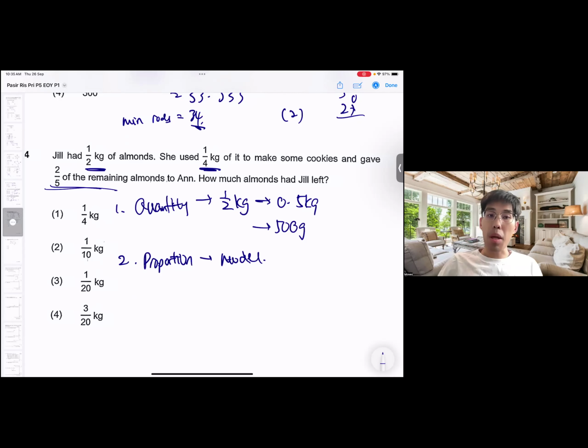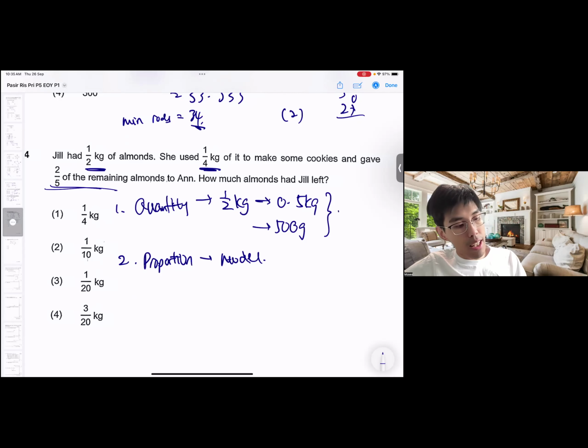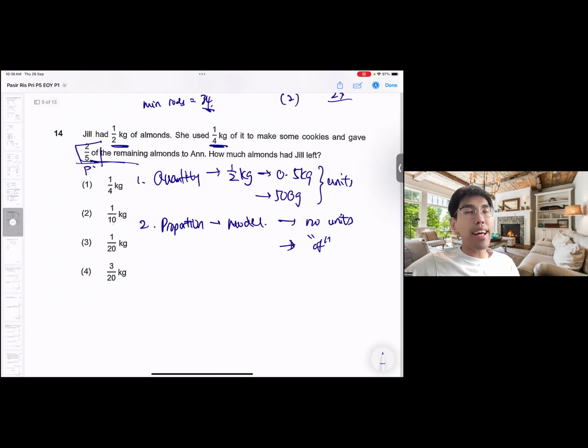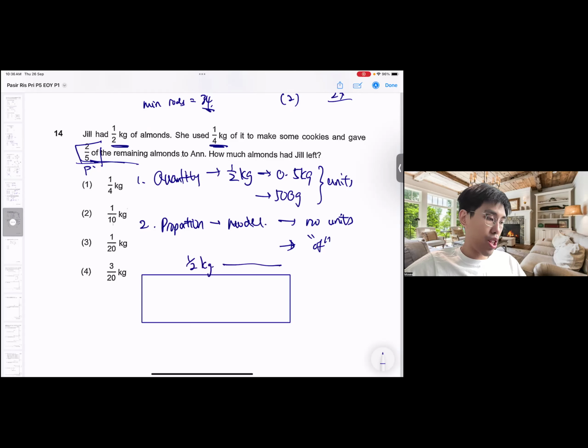So how do we identify quantity and proportion? The most straightforward way is to see that in quantity there are units. In proportion there are no units. Instead of units, they will just write "of", 2/5 of. You see here? 2/5 of. This one means proportion. That's the idea. So going back to here, half kg of almonds. We still draw a model, but why? Because I just want to show a quantity of it. So the total here is half kg.